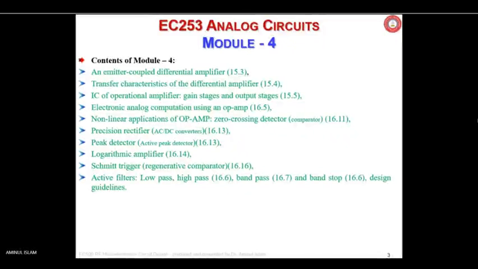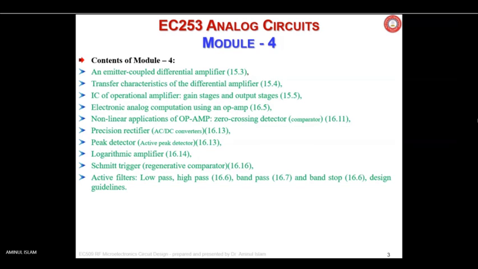These are the topics given in your syllabus in module 4: an emitter coupled differential amplifier, followed by transfer characteristics of the differential amplifier, IC (integrated circuit) of operational amplifier, gain stages and output stages, electronic analog computation using an op-amp, nonlinear applications of op-amp, zero crossing detector, etc. Then precision rectifier, AC/DC converters, etc.